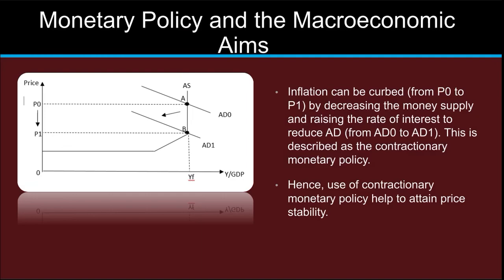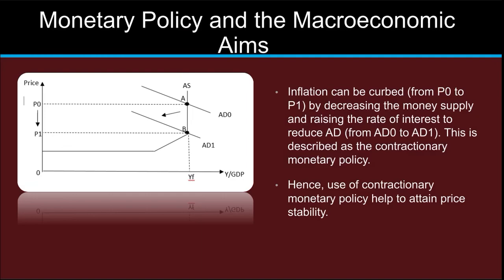When the government implements the contractionary monetary policy, AD0 shifts to AD1 as the result of a decrease in aggregate demand, consumption and investment. So a new equilibrium point is established at point B. Therefore, you can see the new equilibrium price at P1. The government has successfully reduced the price level and brought down the level of inflationary pressure in the economy. Hence, the use of contractionary monetary policy helps to attain price stability.